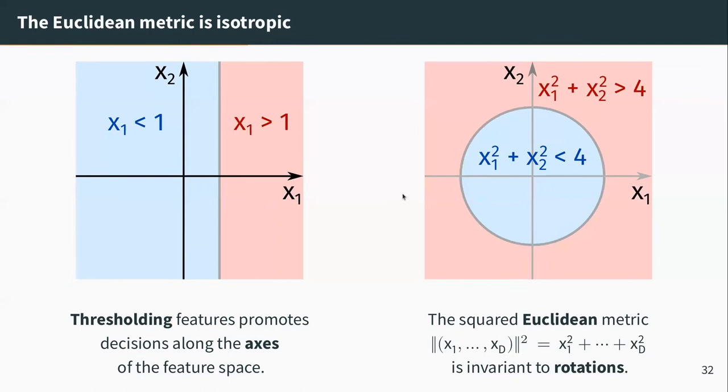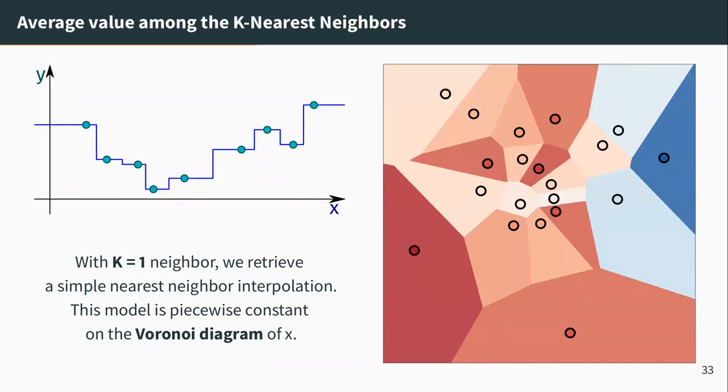A simple way of seeing that is that if I display all the points such that the squared Euclidean metric is smaller than 4, I get a round ball, and larger than 4, I get the outside. This ball structure isn't defined according to the choice of axes x1, x2 that you have chosen. So if you want a machine learning algorithm which is invariant to the choice of basis, at least up to rotations, then relying on the squared Euclidean metric is probably a good idea.